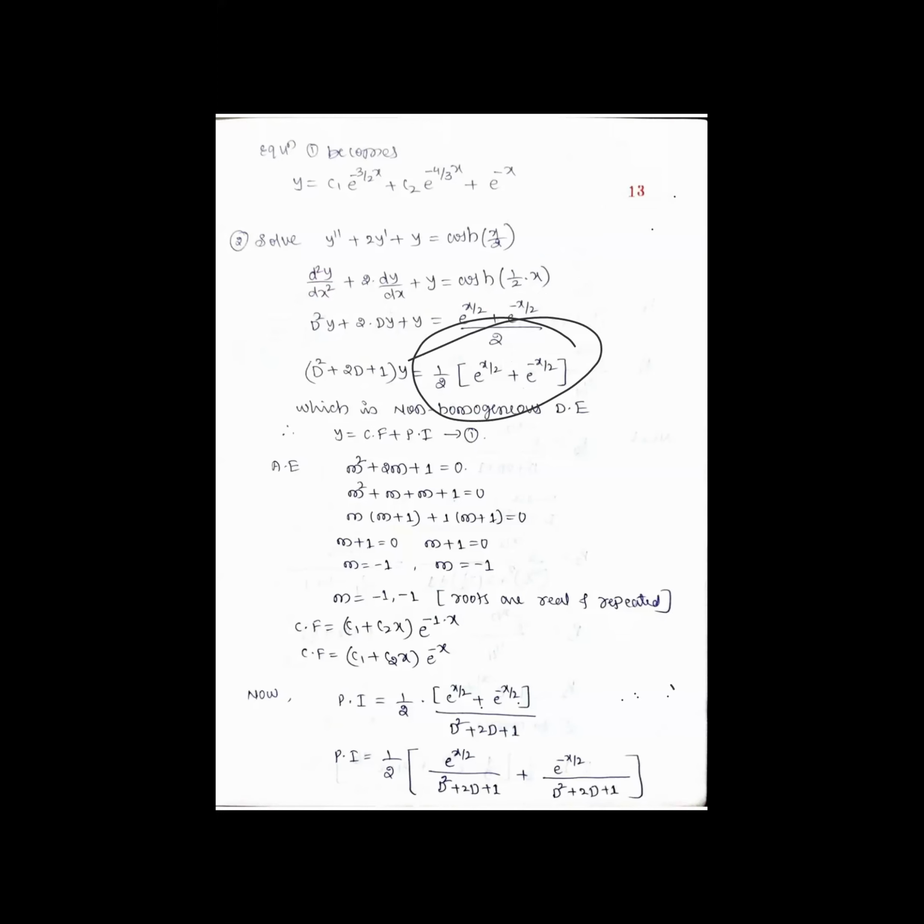Therefore, y is complementary function plus particular integral. Complementary function as usual: replace D by m, so m square plus 2m plus 1 equal to 0. By multiplication, I want m square. By addition or subtraction, I want 2m. So the factors are m and m, m into m is m square. So m square plus m plus m plus 1 equal to 0. Between these two, m is common: m plus 1. Between these two, 1 is common: m plus 1 equal to 0.